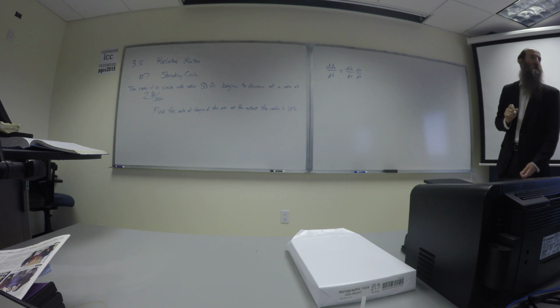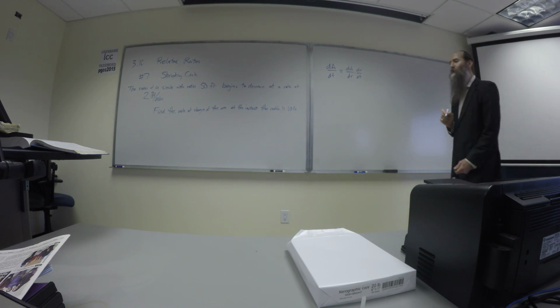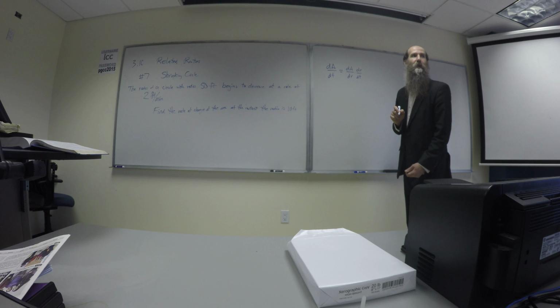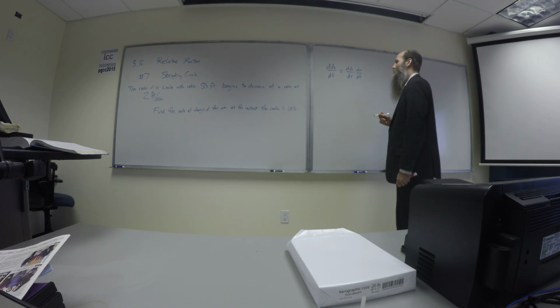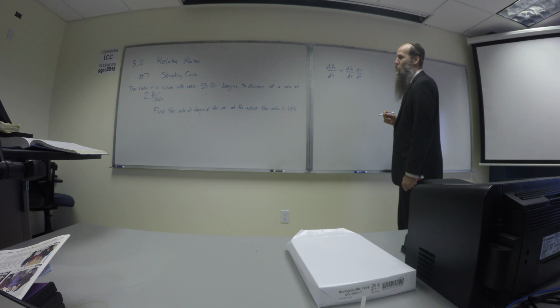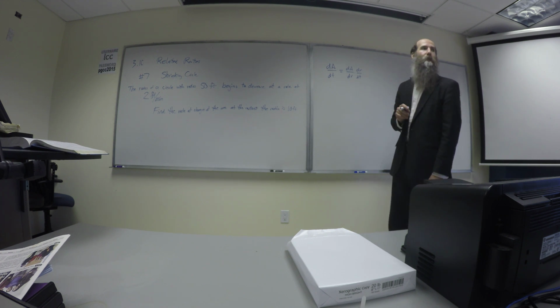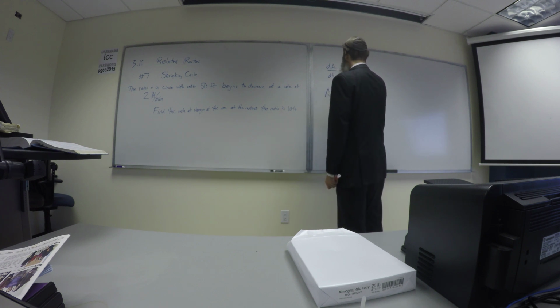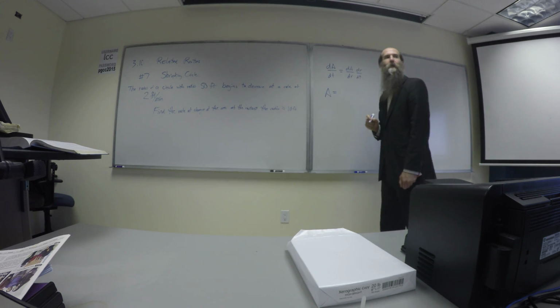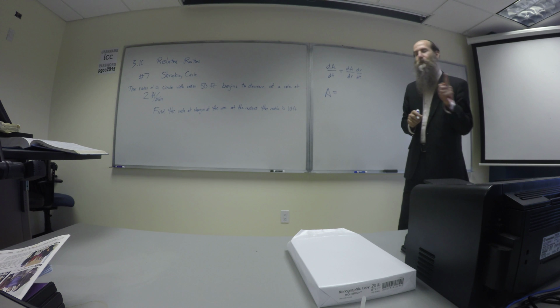In general, you'll probably do okay with related rates. Usually the rates are related through a product. All right, so first of all, you could start by writing the formula for the area of the circle. So what is the area of a circle? A equals what? Pi r squared.